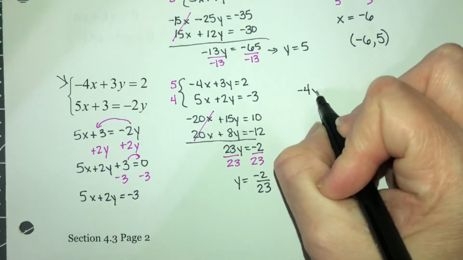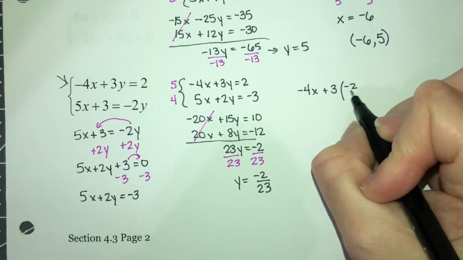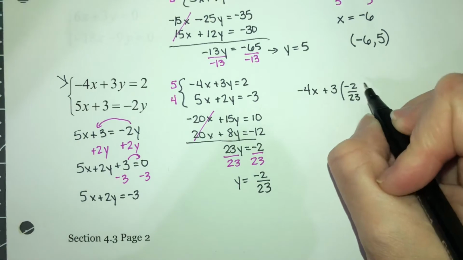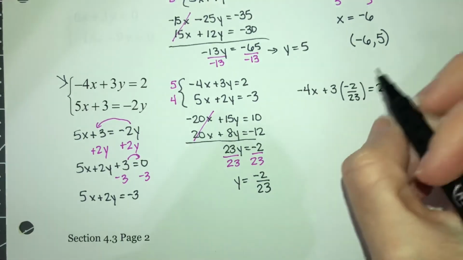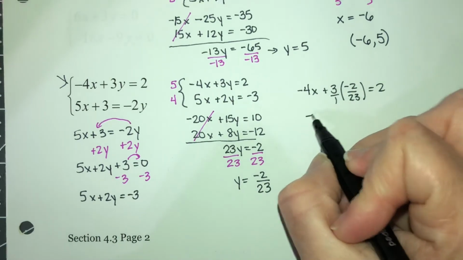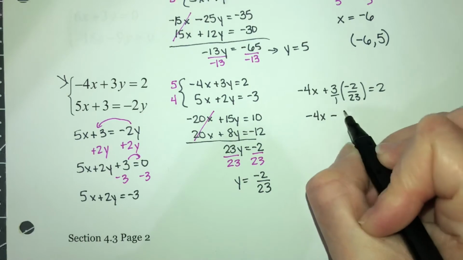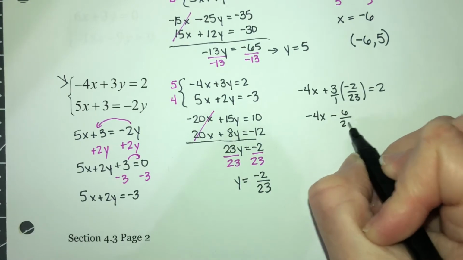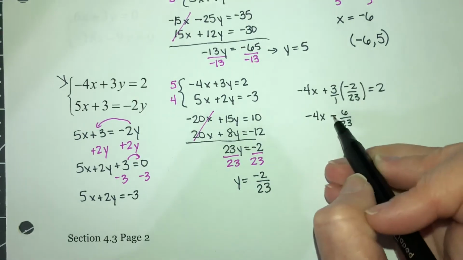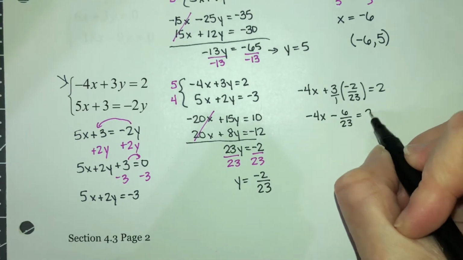Negative 4x plus 3 times negative 2 over 23 equals 2. This is 3 over 1. You can multiply straight across. Negative 4x minus 6 over 23. 3 times negative 2 gives me negative 6. 1 times 23 is 23. Is equal to 2.